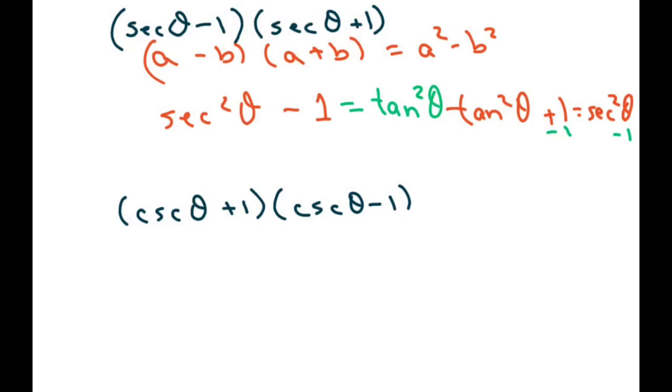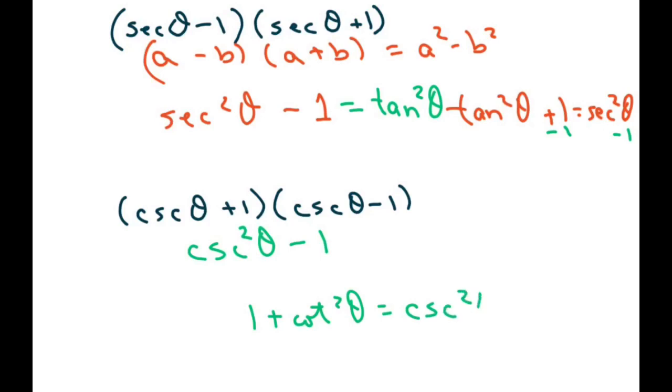of theta. And similarly, this is going to be cosecant squared minus 1. And based off the identity that 1 plus cotan squared of theta equals cosecant squared of theta, if you subtract 1 from both sides, if I subtract 1 here, that goes away. This is going to equal cotan squared of theta.